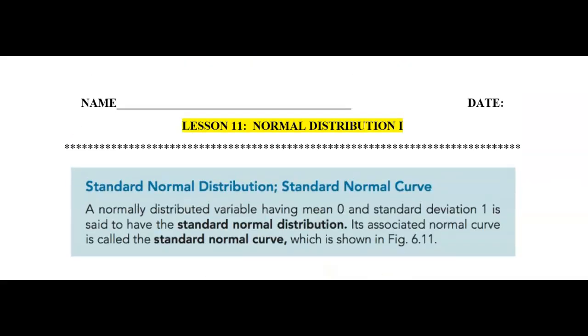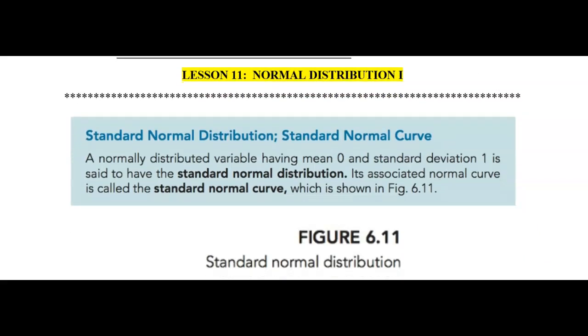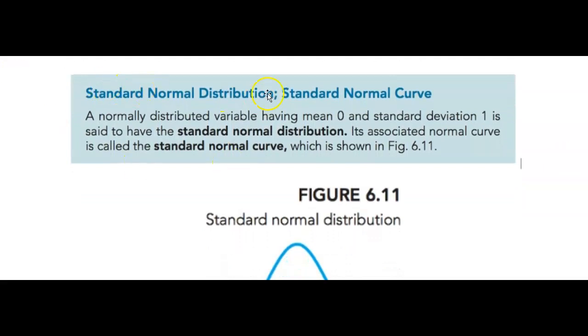Well, in fact, we will only be studying the normal distribution, one curve, the bell curve, right? If we were in class, we would have gone over a number of different curves, but because we are online and you're studying alone, we will limit it to the normal distribution. So let's just see the standard normal distribution or the standard normal curve, right? A normally distributed variable having a mean of 0 and a standard deviation of 1 is said to have the standard normal distribution. Its associated normal curve is called the standard normal curve, which is shown in the figure below, right?